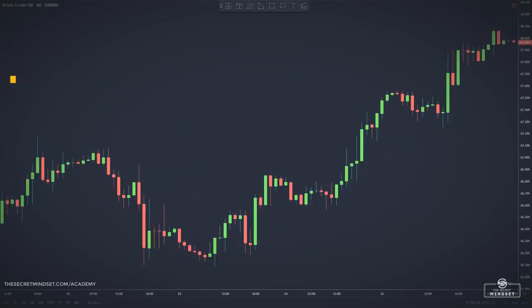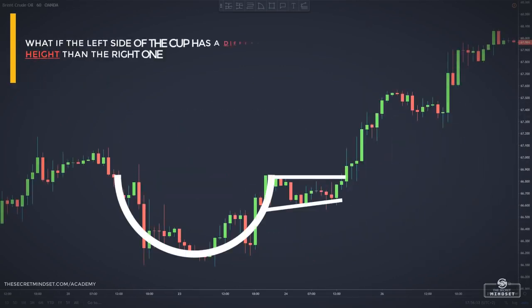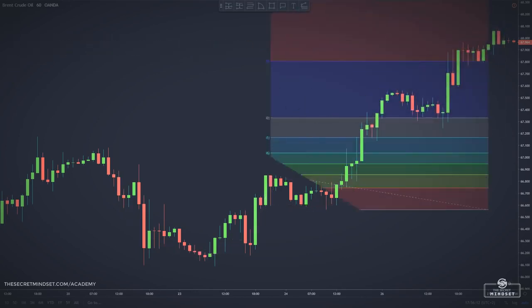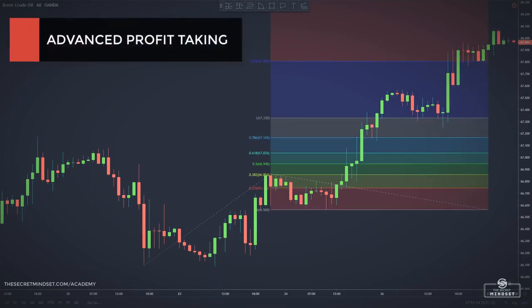Sometimes the left side of the cup has a different height than the right one. Use the smaller height and add it to the breakout point for a conservative target, or use the larger height for an aggressive target. A Fibonacci extension indicator may also be used.